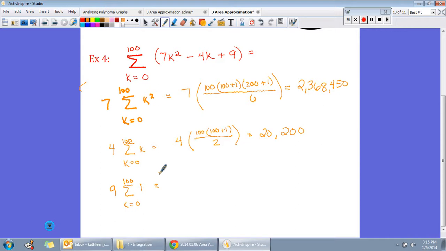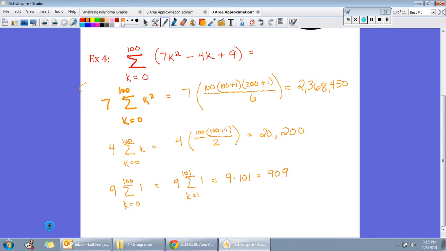And finally, we're going to look at 9 from 0 to 100 times 1. Now this one, even though it looks the simplest, is really the hardest, because on your formula sheet, the number you start with is normally 1. So this is basically equivalent to 9 times sigma from k equals 1 to 101 of 1. So that is your last linearity power sum, and that's going to be 9 times 101, which is 909.